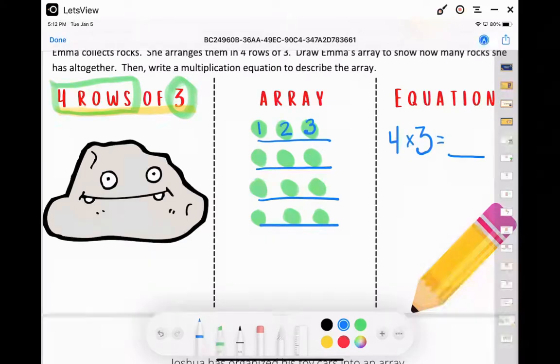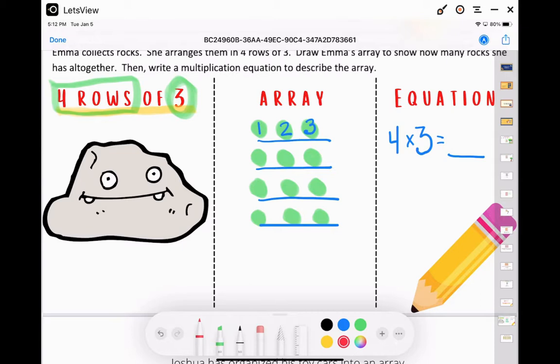Now, there are several ways that we've discussed finding this answer. You could count up all of the rocks. You could use skip counting. Whichever strategy works for you is what you are going to do. I'm going to use skip counting because we've seen a very similar problem already.